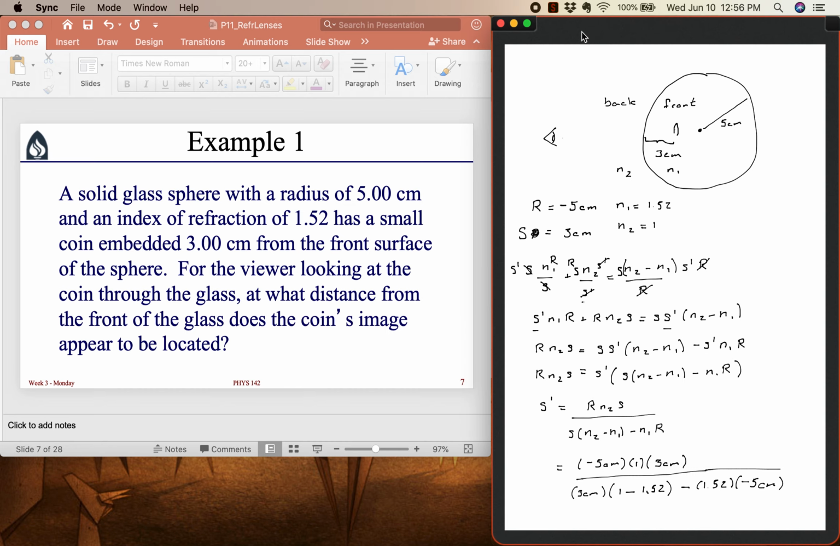So if I put all that into my calculator, do all that math, I find that S prime is going to be equal to negative 2.48 centimeters. So the negative indicates that the image is also going to be on the front side. So my image will be located somewhere here. So if this is my object, this would be my image. The image is on the front side, and it is 2.48 centimeters from the surface of the glass sphere.